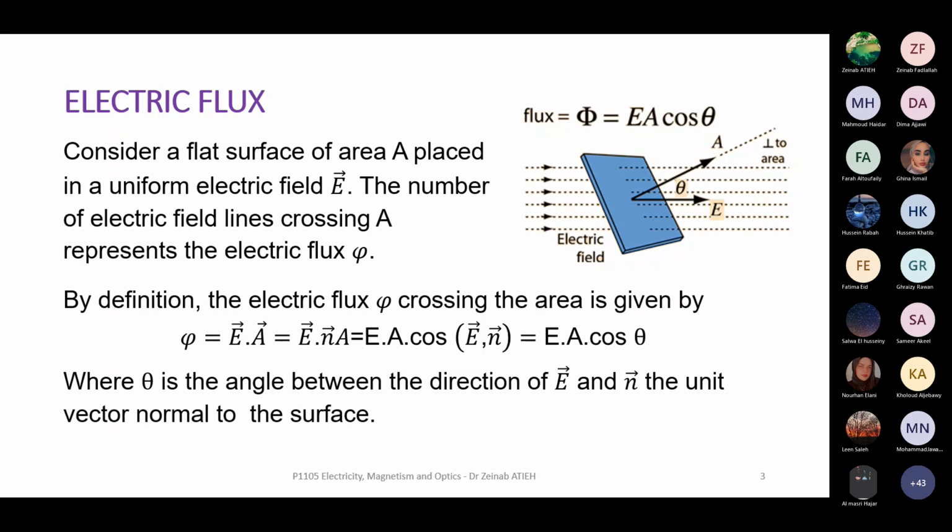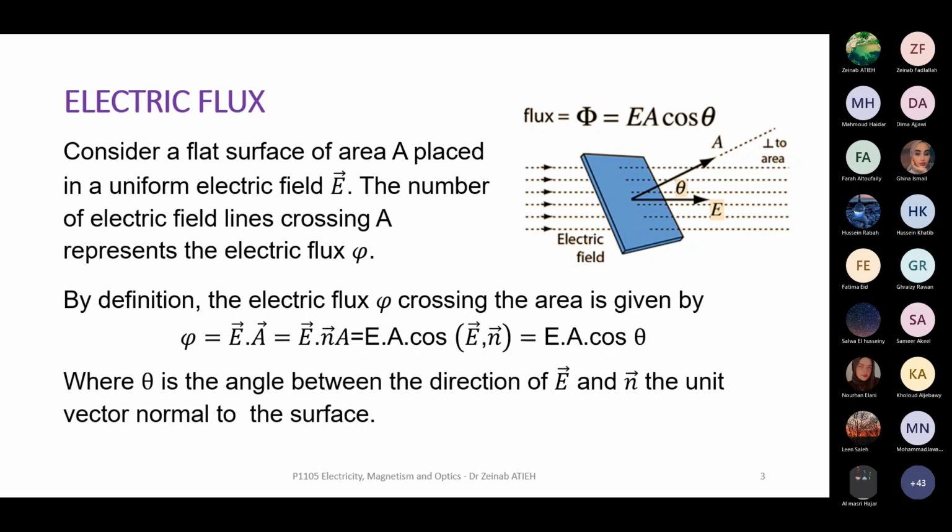So as you can see, E is directed to the right. The electric field is always tangent to the lines of field, as I have noted earlier. So you can just imagine the electric field, how it goes everywhere in this region. So the number of electric field lines crossing this blue area represents the electric flux phi.